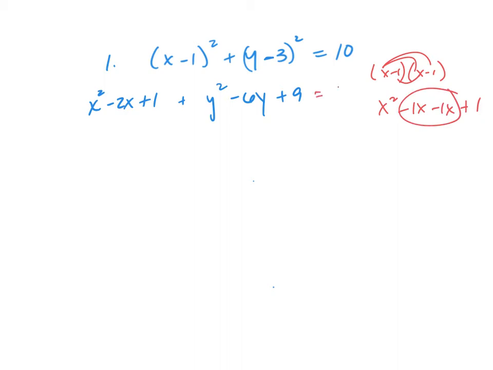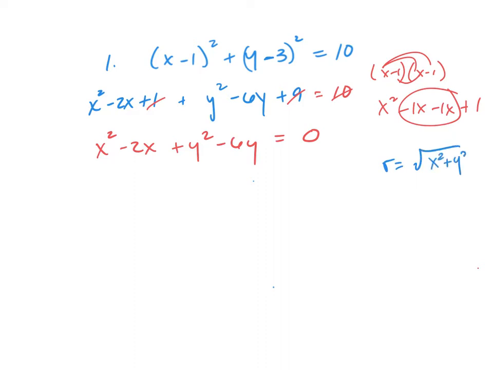So this is equal to 10, and I now go to my polar equations and look at what I can convert. So if I subtract 1 and 9 from both sides, this ends up being a 0. Do you understand that? So I get x squared minus 2x plus y squared minus 6y equals a big fat 0. Then if you look at your formula sheet, you have that r equals the square root of x squared plus y squared. Everybody see that?